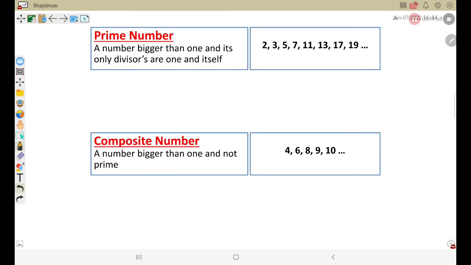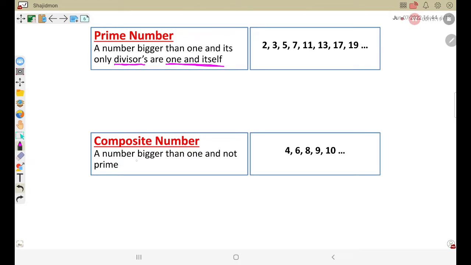Next we are doing prime numbers. You can see the definition. Prime number: a number bigger than 1 and its only divisors are 1 and itself. Like that number we are calling a prime number. Just to remember the prime numbers, at least up to 20: 2, 3, 5, 7, 11, 13, 17, 19. These are the prime numbers. At least remember the prime numbers.